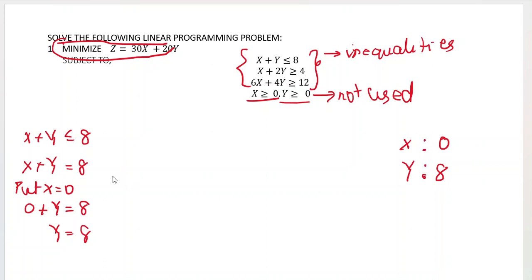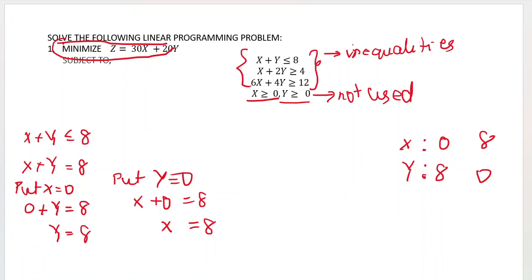To get the second point, you put y equal to 0 in the same equation. This time you get x plus 0 is equal to 8, so x is equal to 8. So you get x as 8 and y as 0. So these are the 2 points. Now the same procedure needs to be done for the remaining 2 inequalities.